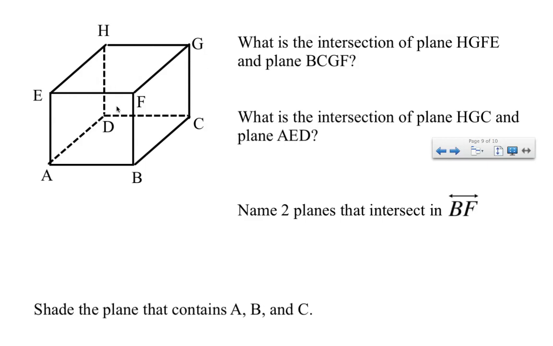So we have HGFE. That shows you it's like the top of the box. BCGF. And sometimes we name them with 3 non-collinear points, or 4, a plane. It's fine. Okay, well, what do they share? Those planes that go on forever. They share all the points that are in line GF. So you're going to say line GF.